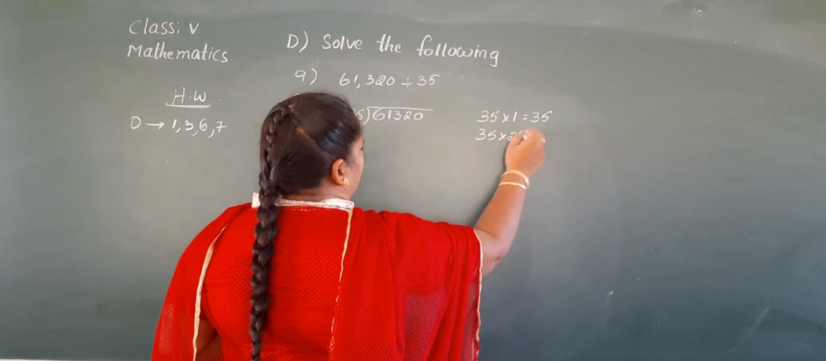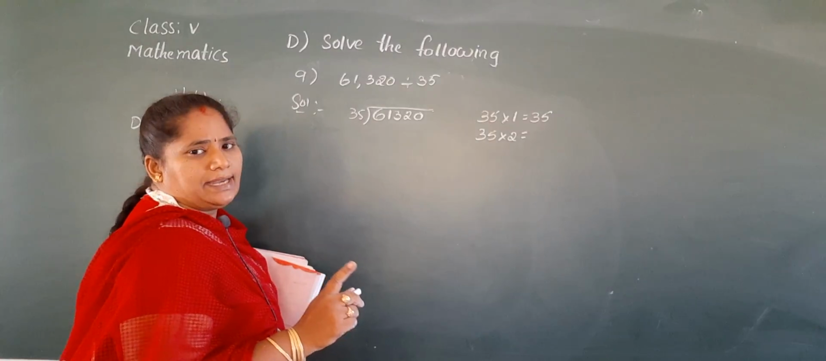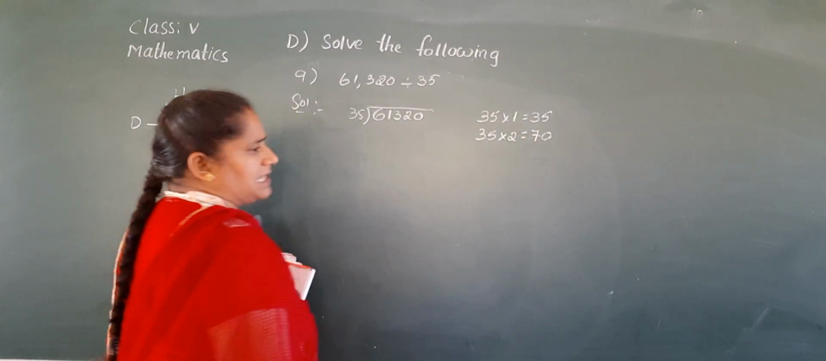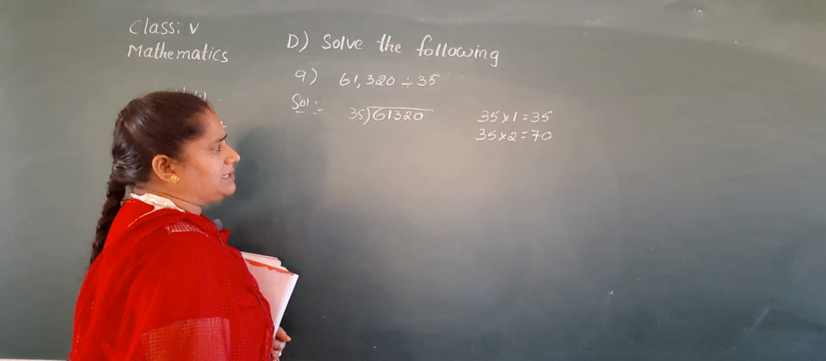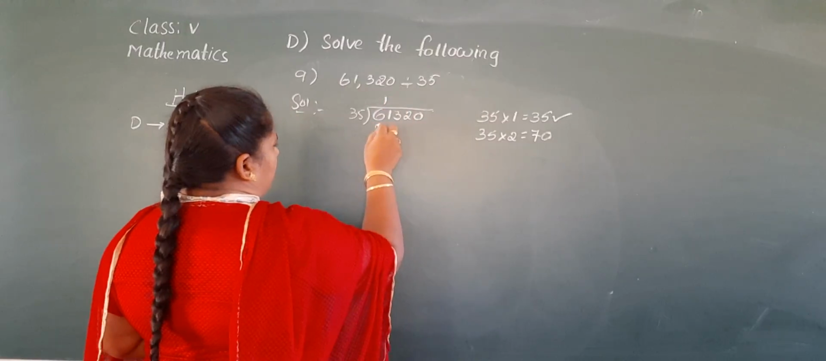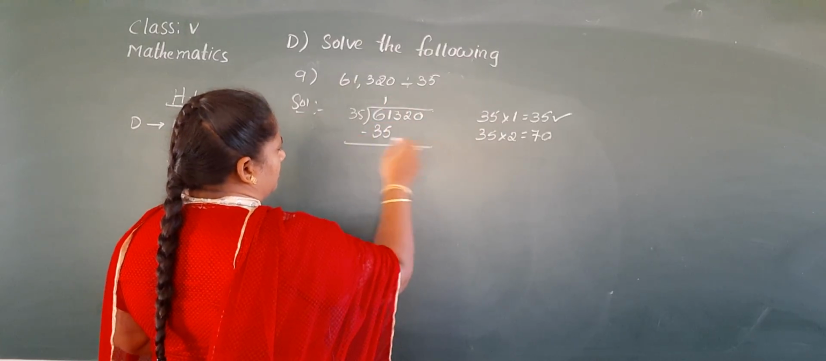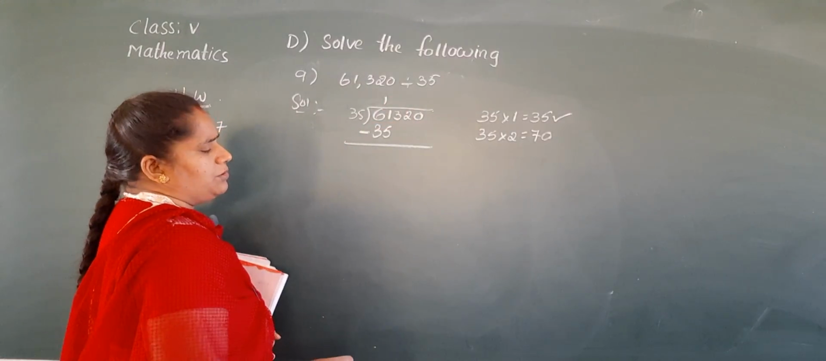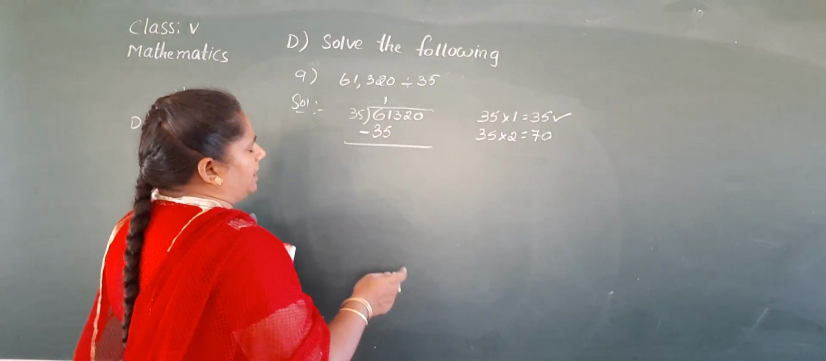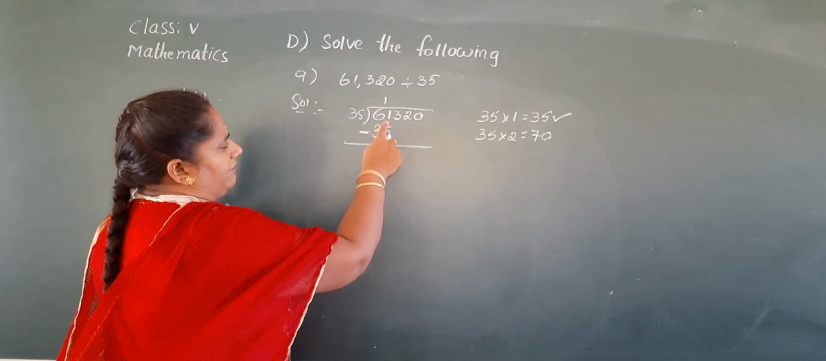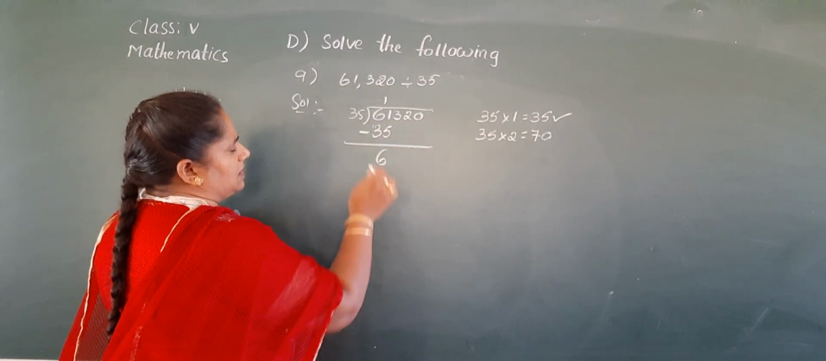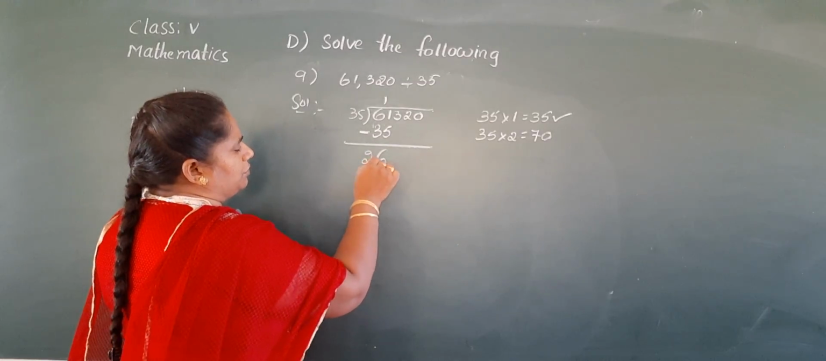35 2s: 2 5s are 10, 1 in hand, 0 is down, 2 3s are 6 plus 1 is 7. 70 is the greater number, Nana, so it's not divisible. So you take one time only. 35 1s are 35. Now do the subtraction. 1 minus 5 not possible, so take borrow. 1 becomes 11, 6 becomes 5. So 11 minus 5 is 6. 5 minus 3 is 2.